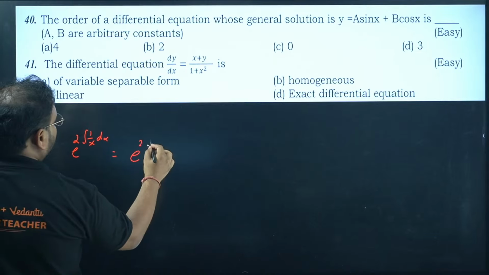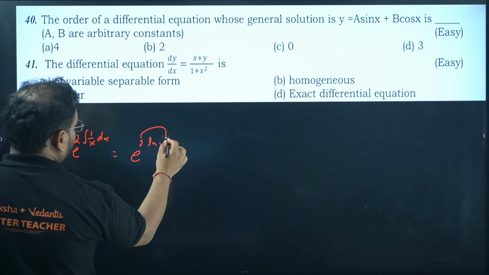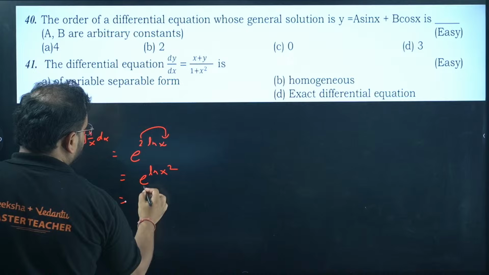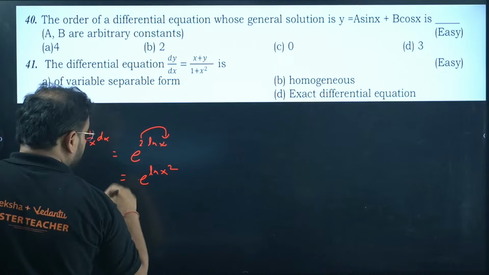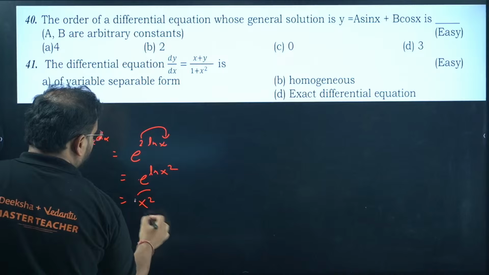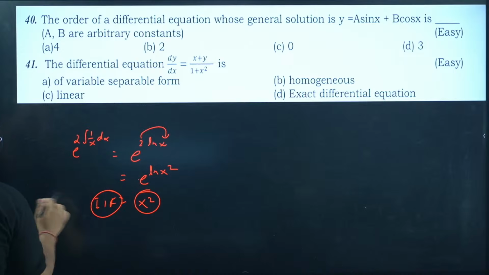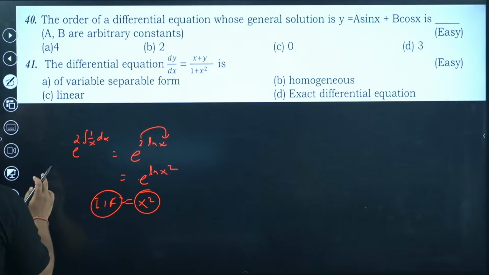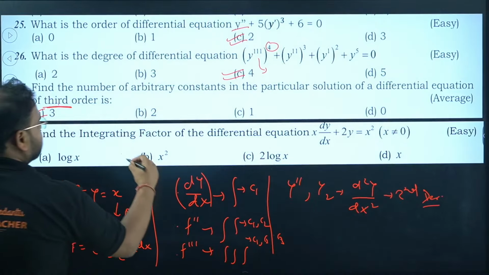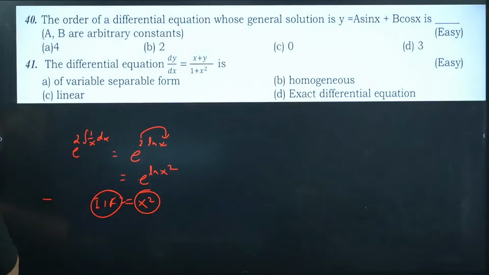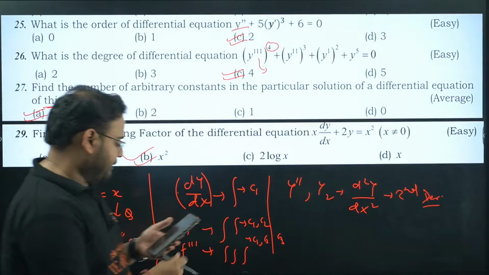E power 2 ln x. The 2 will go up, e power ln x the whole squared. e and ln are inverse functions. So what is my answer? Only x square. This is my integrating factor. So answer is x square. Please check. Answer will be option B. Clear? Yes, check. Now doubt time.